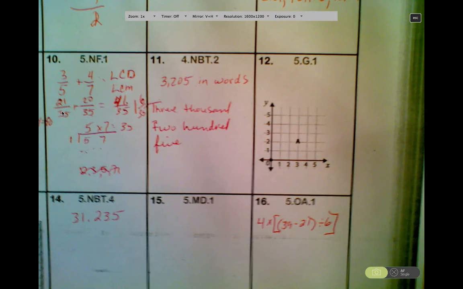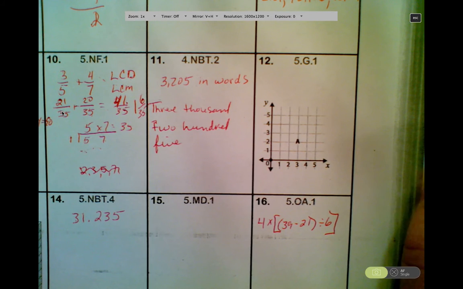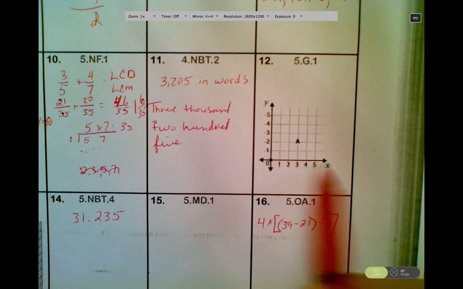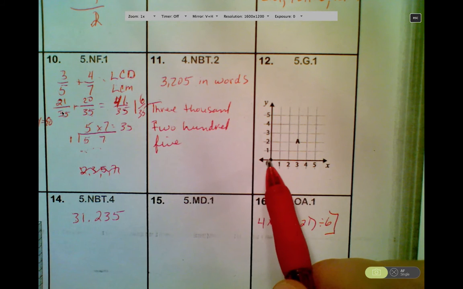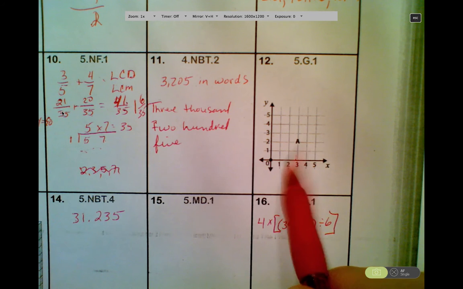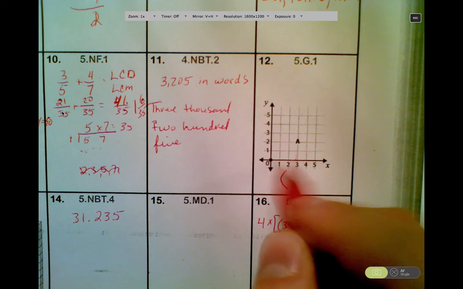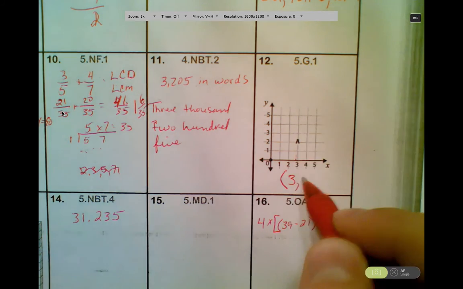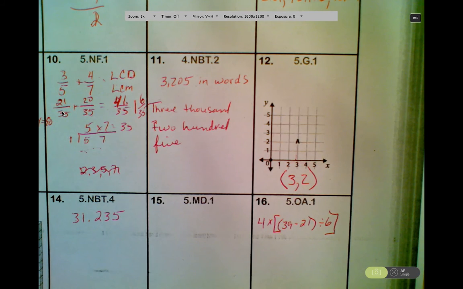Number 12. Name the ordered pair that represents point A on the coordinate plane. Remember, we do x first, then y. We've got to crawl before we can climb, or we've got to walk over the mountain before we can climb it. Therefore, we're going to walk over 3, or climb 2. 3, 2.